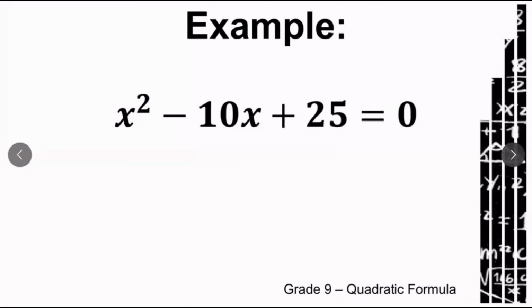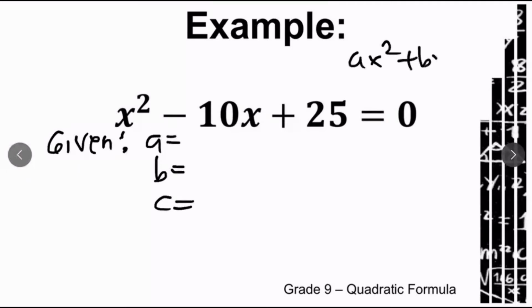In this second example, you may pause the video and try it on your own and identify the value of the discriminant, the number of solutions, and the probable graph. And you can just play it again if you already got the answer. So now let us solve this one. Let us identify first the given. Our given will be A, B, and C. So ang A natin, we have ax squared plus bx plus c is equivalent to 0.